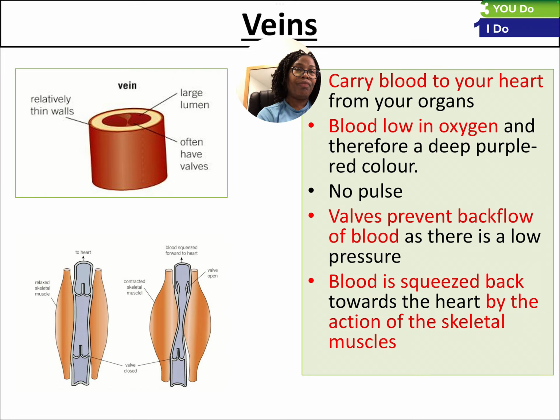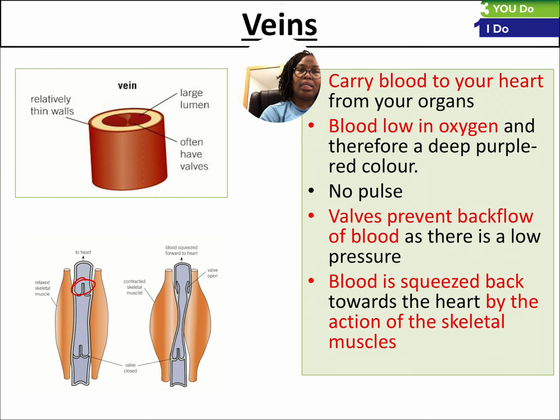Veins are structurally different from arteries. Veins have valves which open and close to prevent backflow of blood. Veins carry deoxygenated blood, and it carries blood to your heart from your organs.